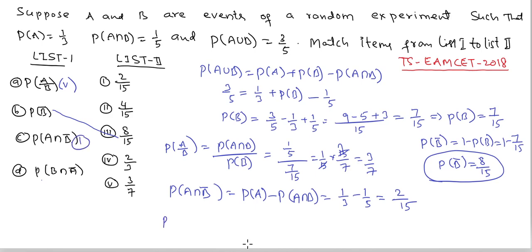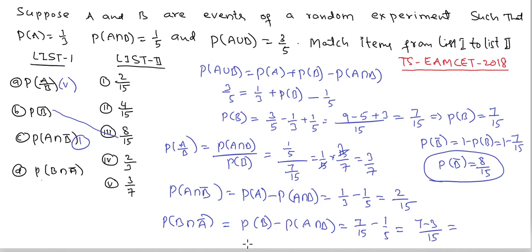And the fourth one, P of B intersection A bar, that is P of B minus P of A intersection B. P of B value is 7 by 15, A intersection B is 1 by 5, is equal to 7 minus 3 by 15, is equal to 4 by 15. So D is mapped to the second one.